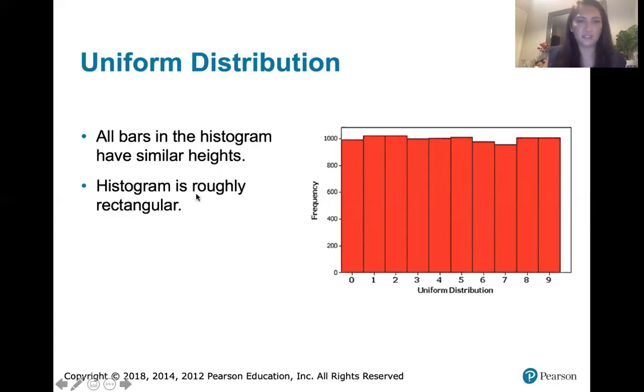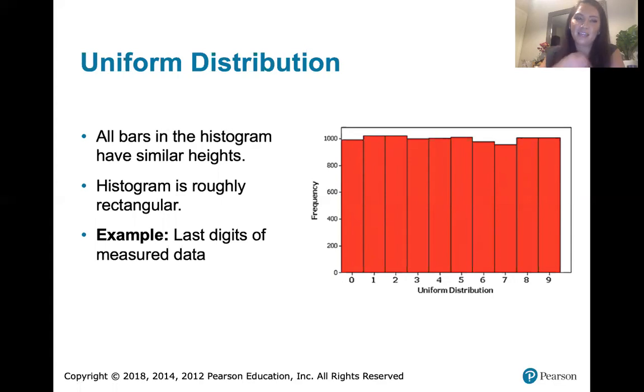And I mentioned that earlier. This histogram has a roughly rectangular shape whenever it's uniform. Another data set that you would expect to be uniformly distributed is last digits of measured data. So if you were measuring those arm circumferences with, I guess, a tape measure, and then you were looking at that last digit, if you were being as accurate as possible, you would expect that a last digit of 1 would appear just as many times as the last digit of 3, or a last digit of 7, or a last digit of 5. All of those, I would expect them to appear about the same number of times.